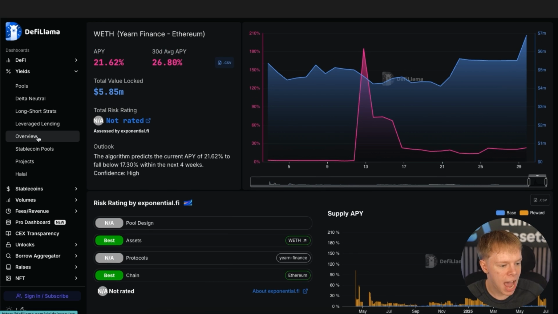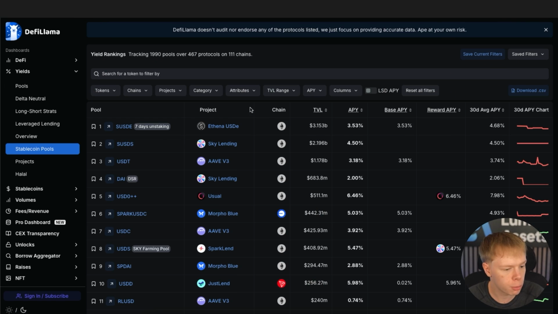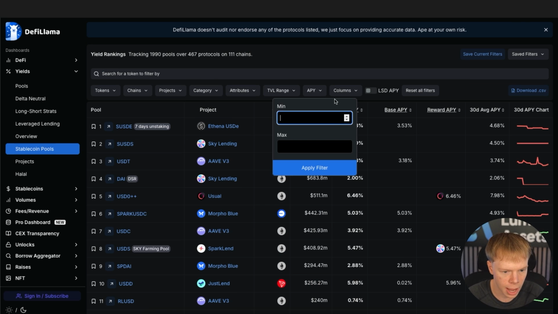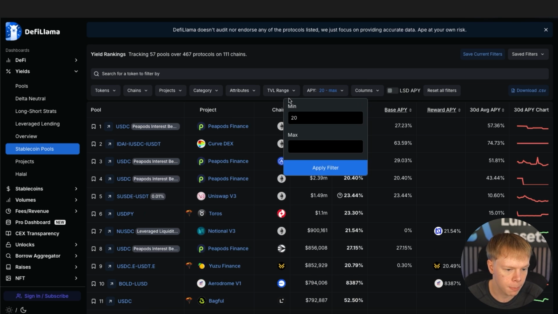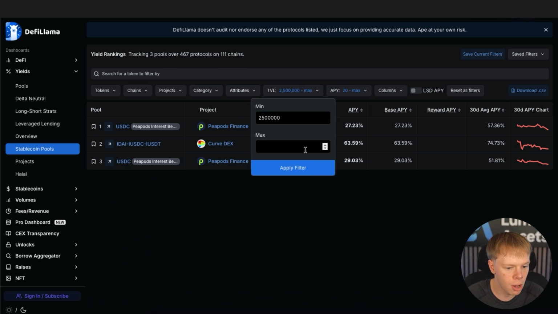But diving back into DeFi Llama. Not only do they have the opportunities that I just showed you under the yield section, they have the ability to filter down some of these yields. So we could look at stablecoin pools in specific. These are only going to show us stablecoins. And then from there, we have the same exact filters. We can look at APYs, say higher than 20%, and then TVL higher than maybe $2.5 million. And from there, we have a couple different opportunities and we can view the same data.